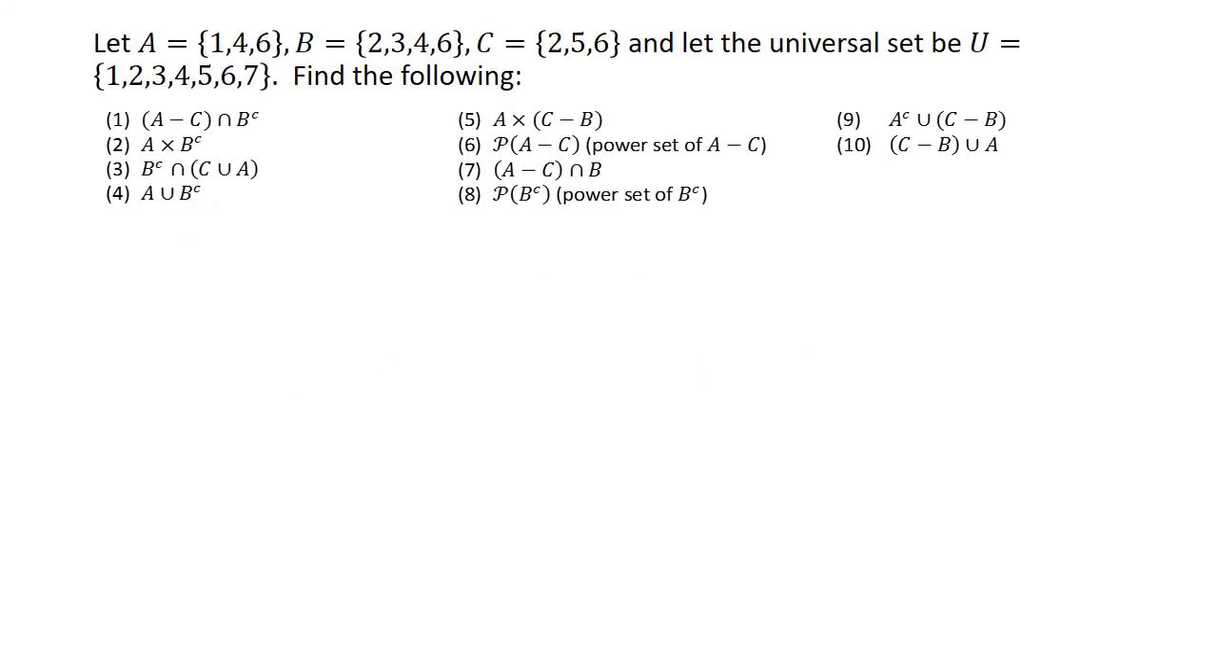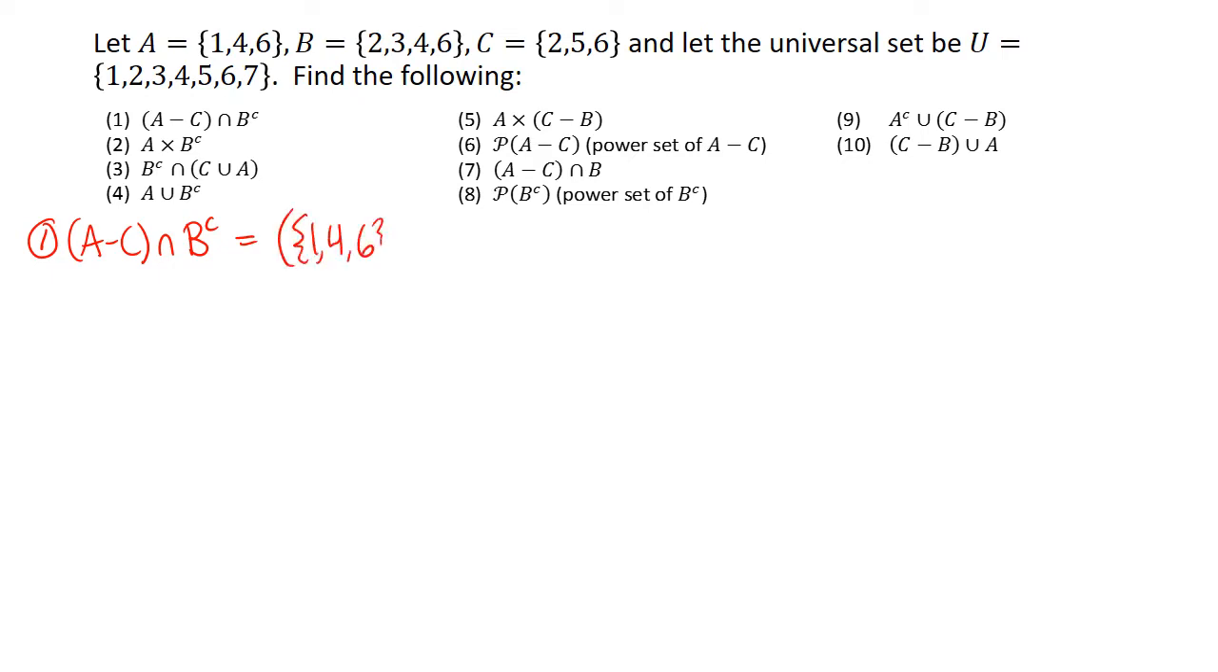Okay, so here we have A is {1, 4, 6}, B is {2, 3, 4, 6}, C is {2, 5, 6}, and then we have the universal set, which is all numbers from 1 to 7, and we just have a bunch of different things that we need to find here. So let's just go ahead and do these. Okay, so part 1 is (A minus C) intersected with B complement. So I'm just going to substitute in the different parts here, and then I'll work on them.